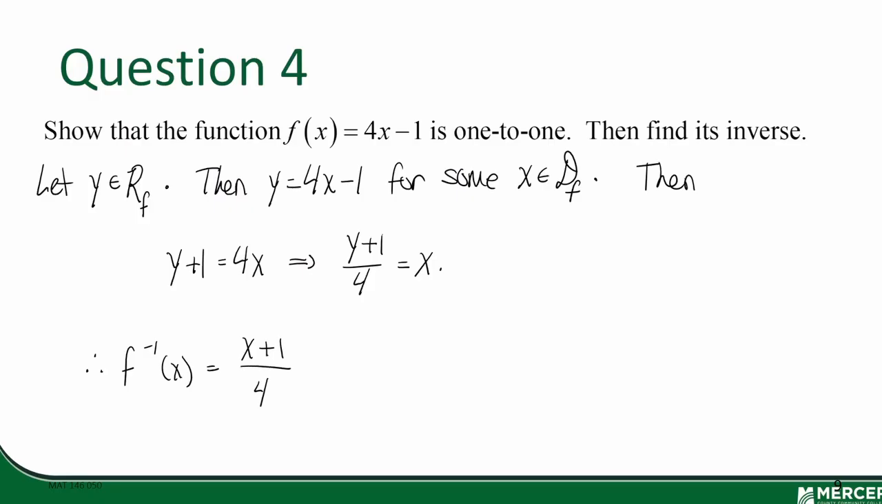x plus 1 over 4 is the inverse function. It is customary to always write it in terms of the independent variable of the original function. So if that was f of y, we'd say f inverse of y. If there's f of w, it'd be f inverse of w. That's just the convention. So that would be our inverse.